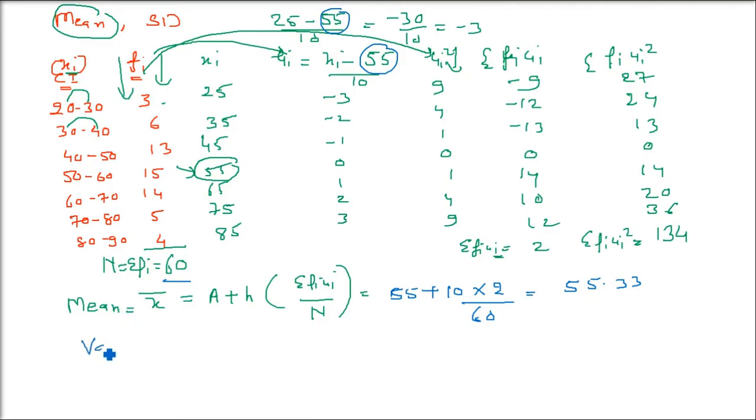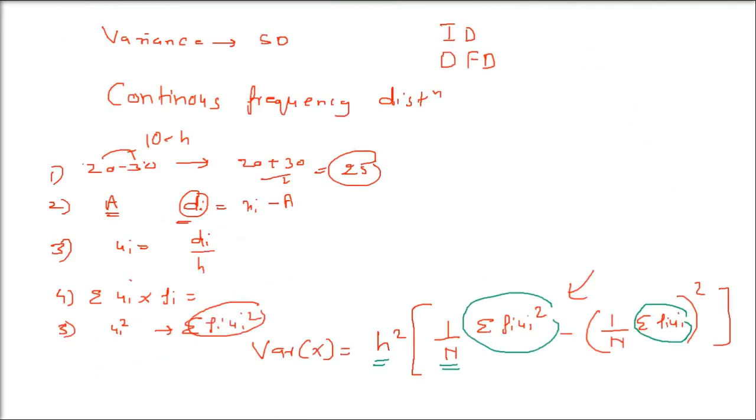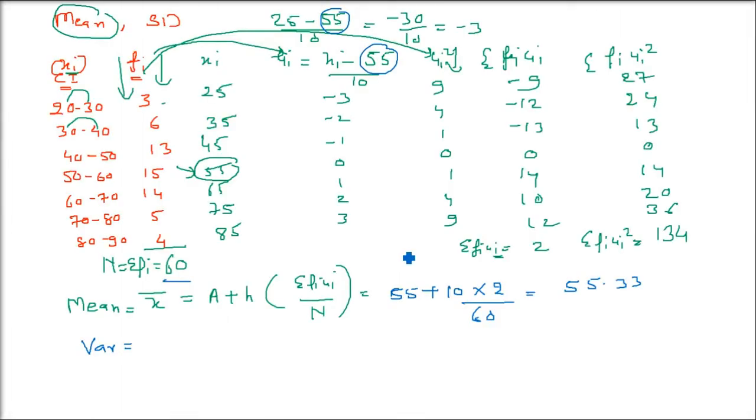This is the mean. Now coming to variance. I'm not writing it again, just taking this, we have discussed it just now. Now just put in the values. H square is what? 10 square.